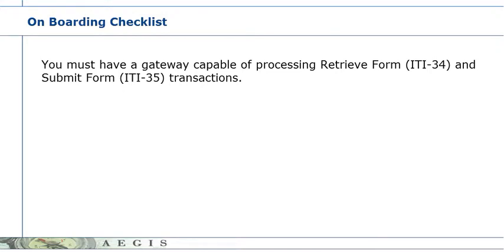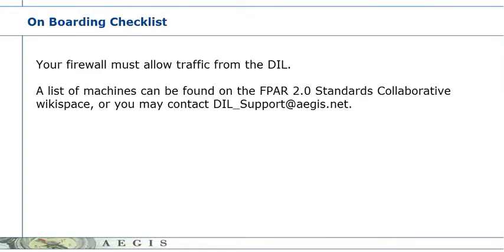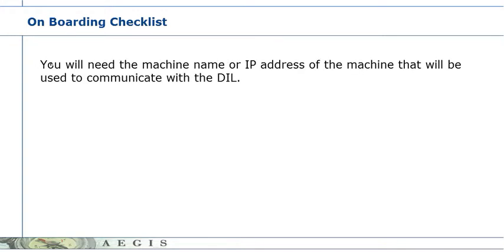Before you can execute tests in the DIL, there are a few things you will need. First, you must have a gateway that is capable of processing retrieve form and submit form requests and responses installed on the system that you will be using to test with the DIL. Ensure that the firewall settings for your test system will allow responses from the DIL. A list of the machines used in the Connectathon testing environment can be found on the FPAR 2.0 Standards Collaborative wiki space. You will need the machine name or IP address of the machine or machines that will be used to communicate with the DIL.